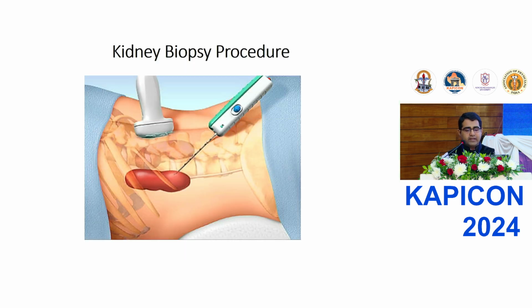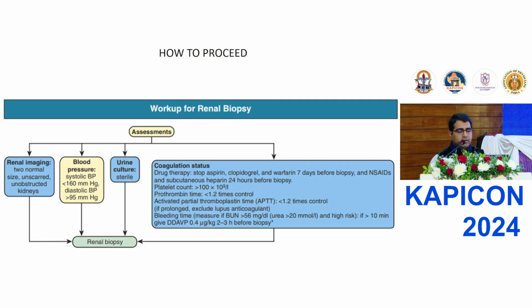So now, what is the kidney biopsy procedure? How do we do it? Nowadays, with the advent of real-time ultrasound, we always do a real-time ultrasound-guided kidney biopsy, with the use of an automatic gun.